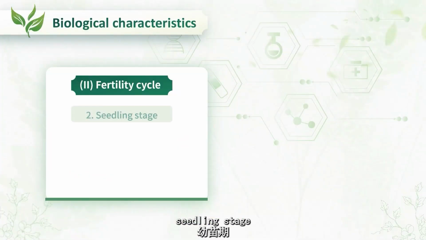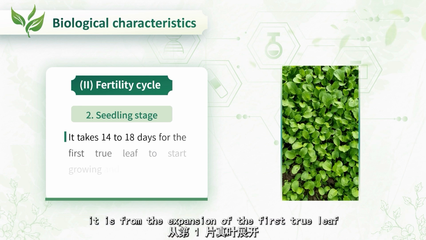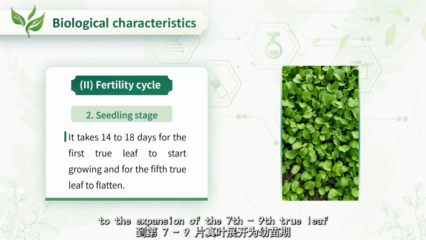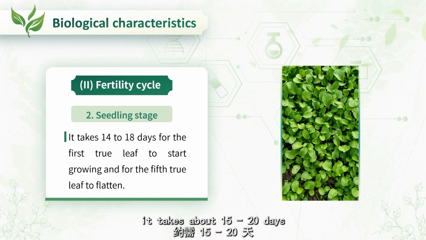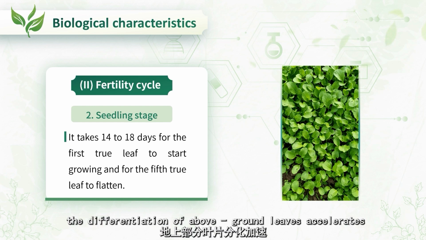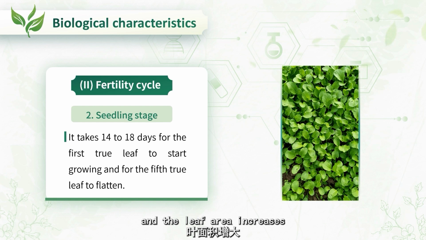2. Seedling stage. It is from the expansion of the first true leaf to the expansion of the 7th to 9th true leaf. At a temperature of 15-20 degrees C, it takes about 15-20 days. During the seedling stage, the differentiation of above ground leaves accelerates, and the leaf area increases.